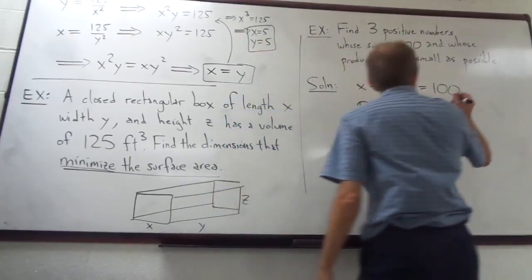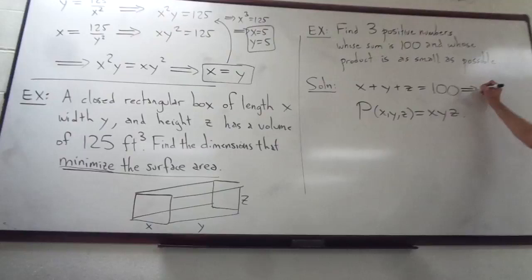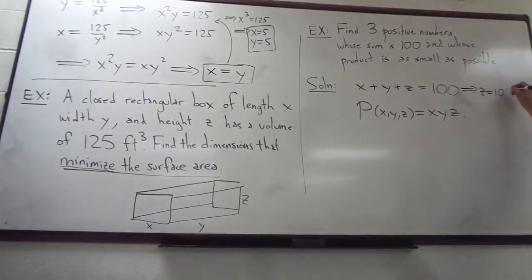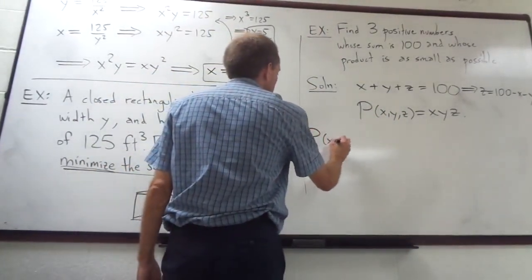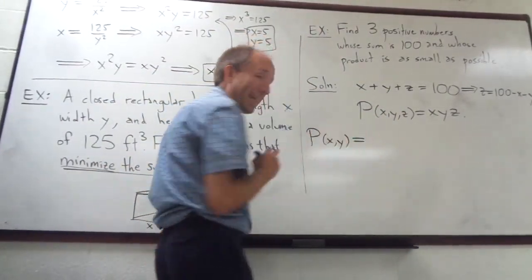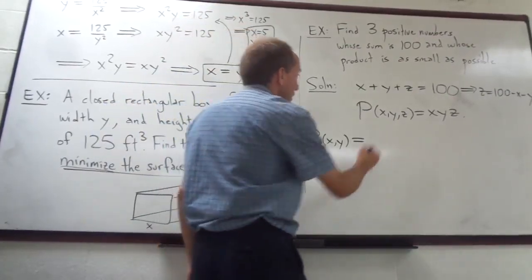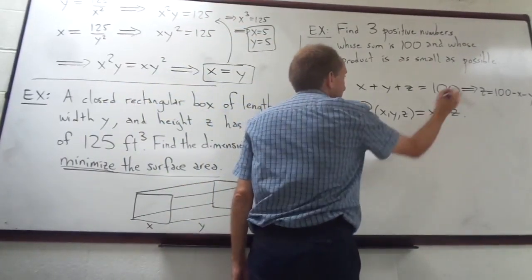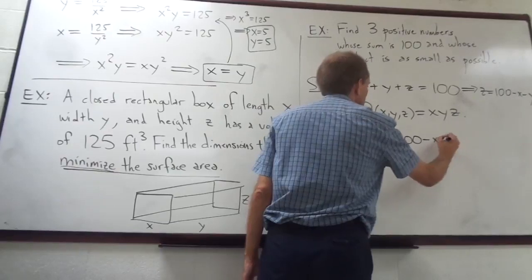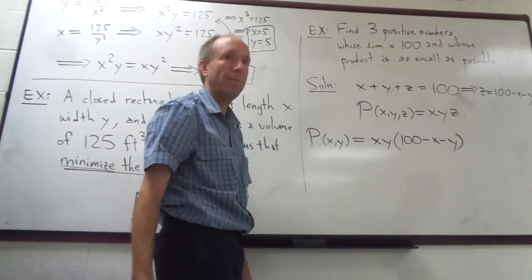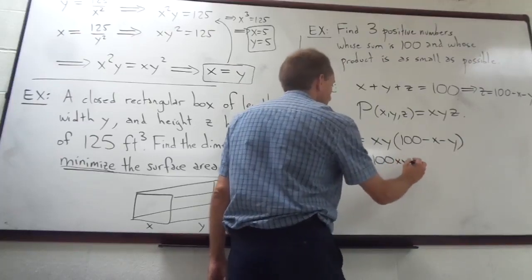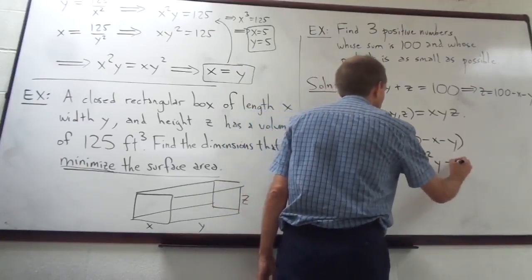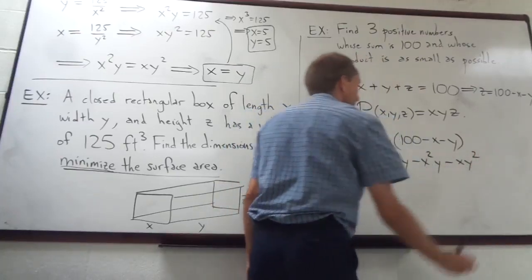But the strategy is going to be very similar. We're going to eliminate one of our variables. I'm going to eliminate z by solving for it, and then I'll put it into my product equation in terms of just x and y only. So now I have x times y times whatever z was. Well, that was 100 minus x minus y. So this becomes 100xy minus x squared y minus xy squared.